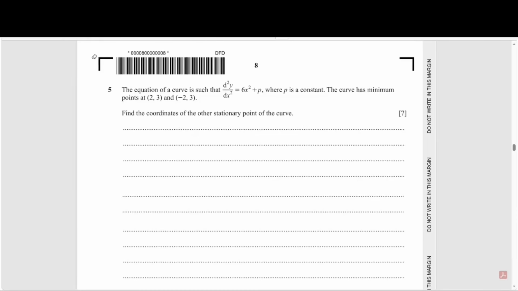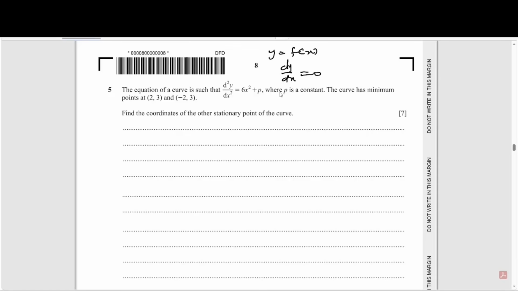So question number 5. The equation of a curve is such that the second derivative is given by x squared plus p, where p is a constant. The curve has minimum points at these 2 points. You have to find the other coordinates of the stationary points of the curve. So first of all, how do we find a stationary point of a curve? Well, say we have a curve y is equal to a function of x. We find the stationary point, or the minimum points, by first of all finding the first derivative and then equating to 0.